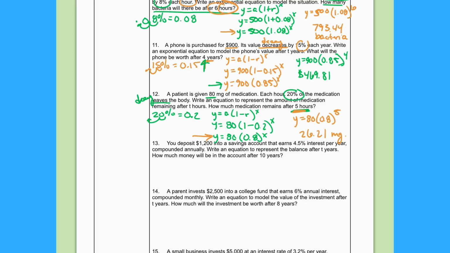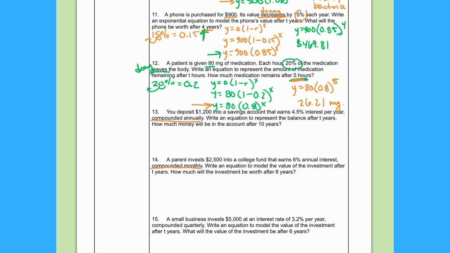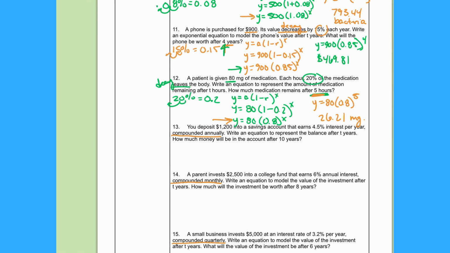So now we're talking about, we see this as compounded annually, compounded monthly. So we're talking about compound interest now, and down here compounded quarterly. So for these last three, we're going to use that compound interest formula. So that was, I'm going to write over here so we can see it on the same screen.